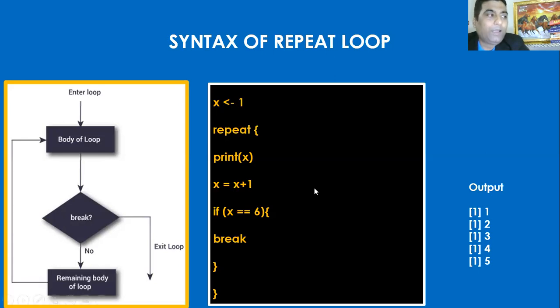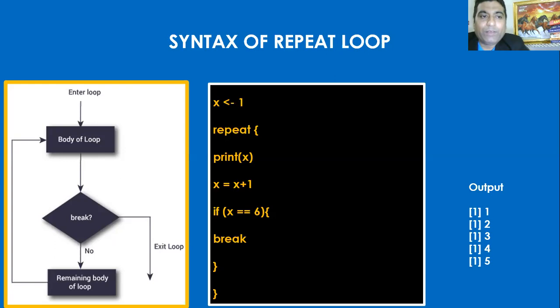For example, I have defined x equal to 1. Okay. Then repeat. So it is entered inside the loop. Now it will print x. The first value is 1, so it will print 1. Right. The next, x equal to x plus 1. So now the new value of x will be 1 plus 1 equal to 2. Now it is checking if x equal to 6. No, the current value is 2. Okay. So it will again execute.